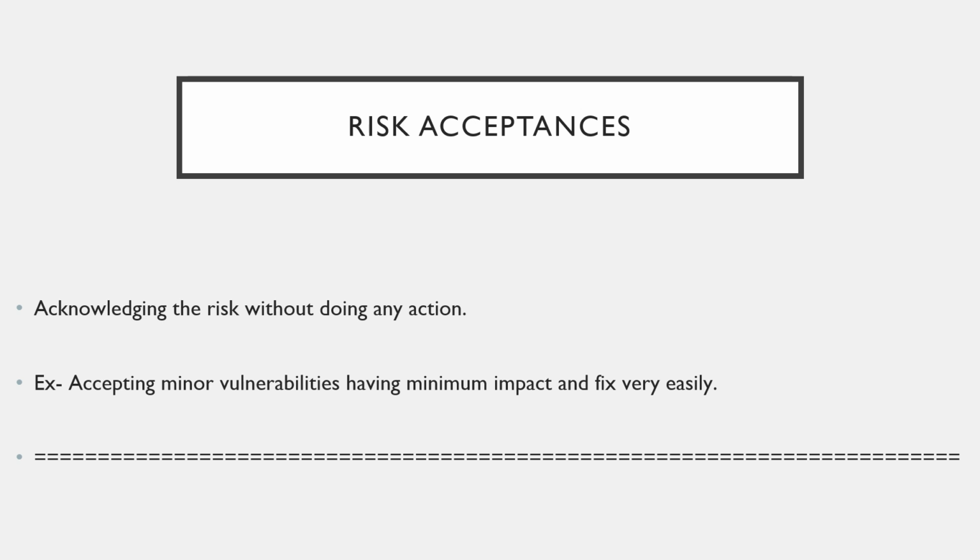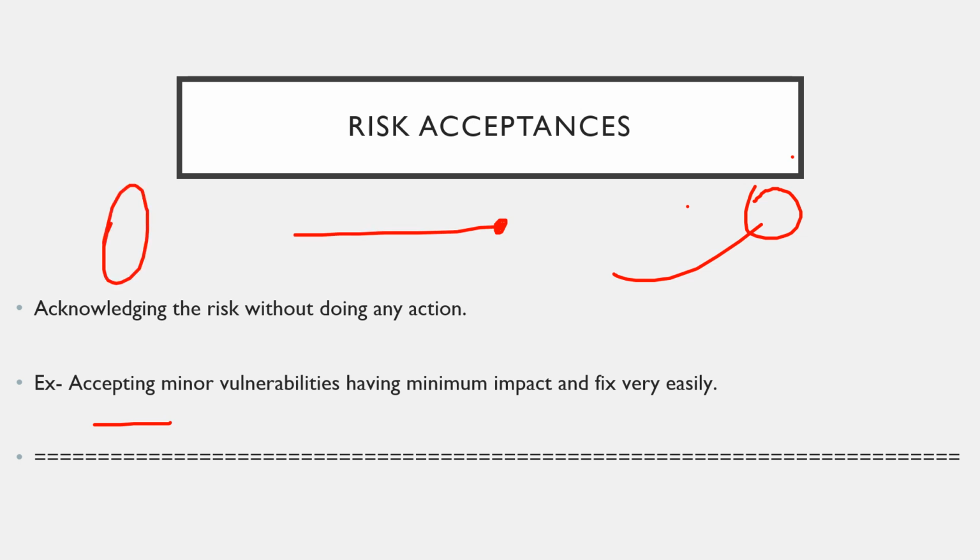Last, risk acceptance: acknowledging the risk without taking any action. Example, accepting minor vulnerabilities that have minimum impact and are fixed very easily. For example, a hacker attacks an organization and the impact is a very minimal amount of data, with no real impact on the organization. The organization knows it might happen and decides, no problem, we can afford the data loss. It has no meaning for us if this data is lost, so they have accepted the risk.